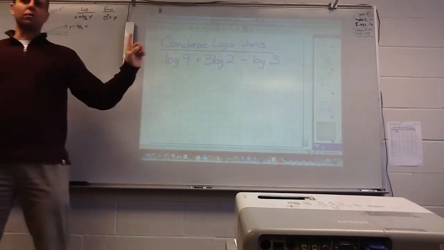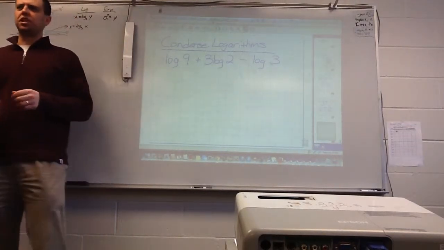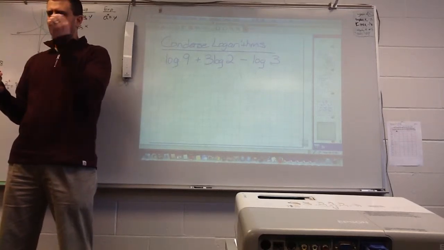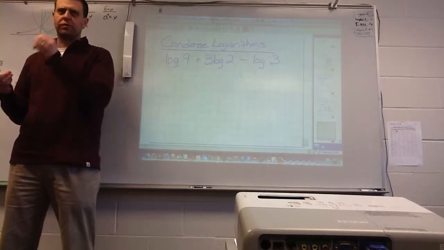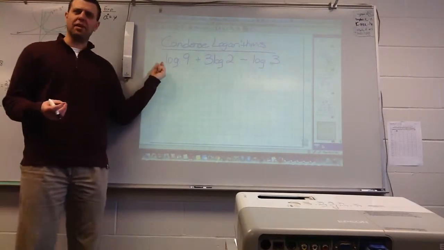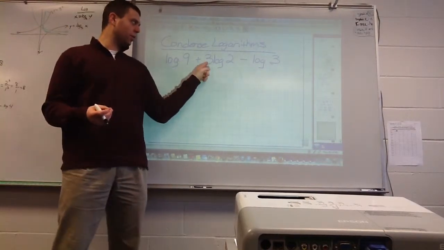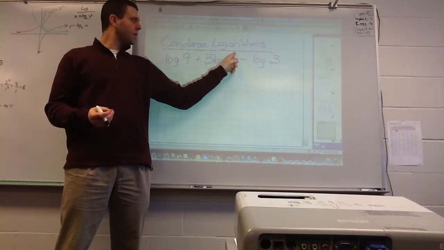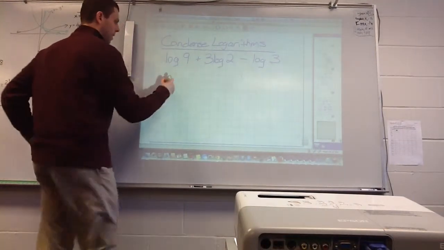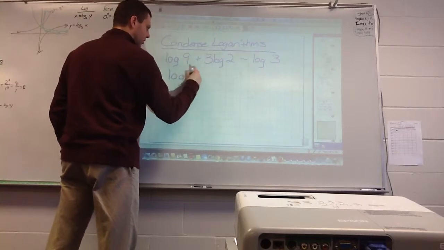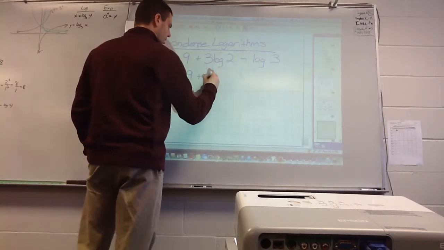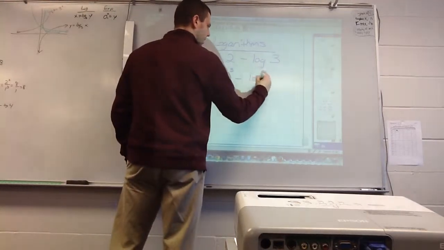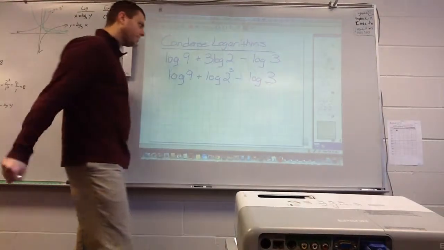The first thing I would look for when condensing is if you have any numbers out in the front of logarithms, let's move them up to the powers. Okay, let's do the powers first. This one doesn't have a number here. This one does, so where can I move that 3? Up to the power on the 2, right? This one doesn't have a number either, so that's what I'd probably do first. So the log of 9 plus the log of 2 to the 3rd minus the log of 3.